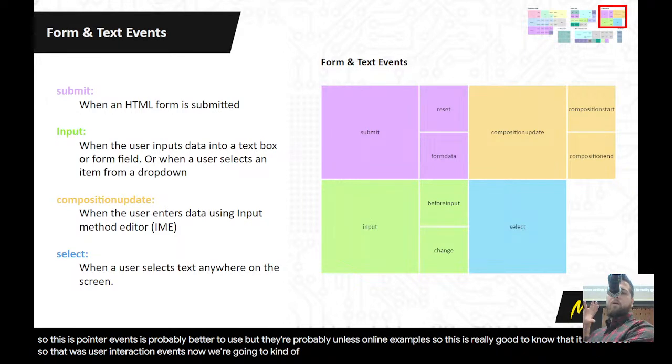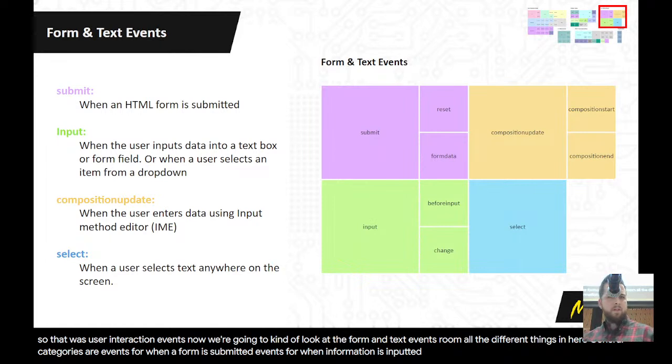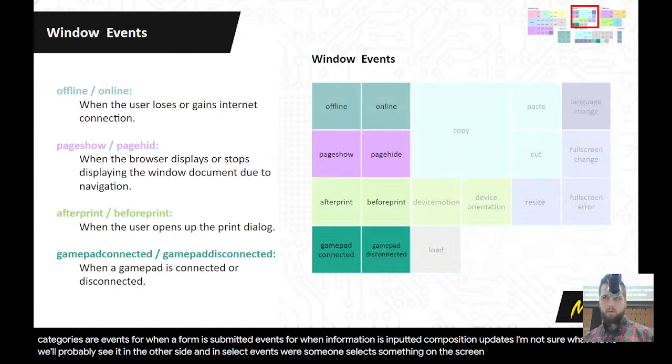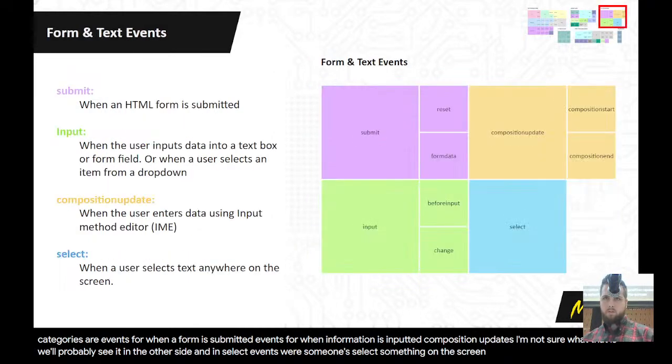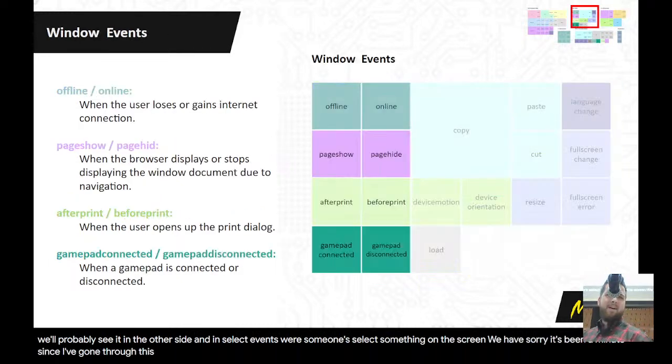Now we're going to look at the form and text events room, all the different things in here. General categories are events for when a form is submitted, events for when information is inputted, composition updates, I'm not sure what that is. We'll probably see it in the other slide. And then select events where someone selects something on the screen. I guess that's all we have. Sorry, it's been a minute since I've gone through this.